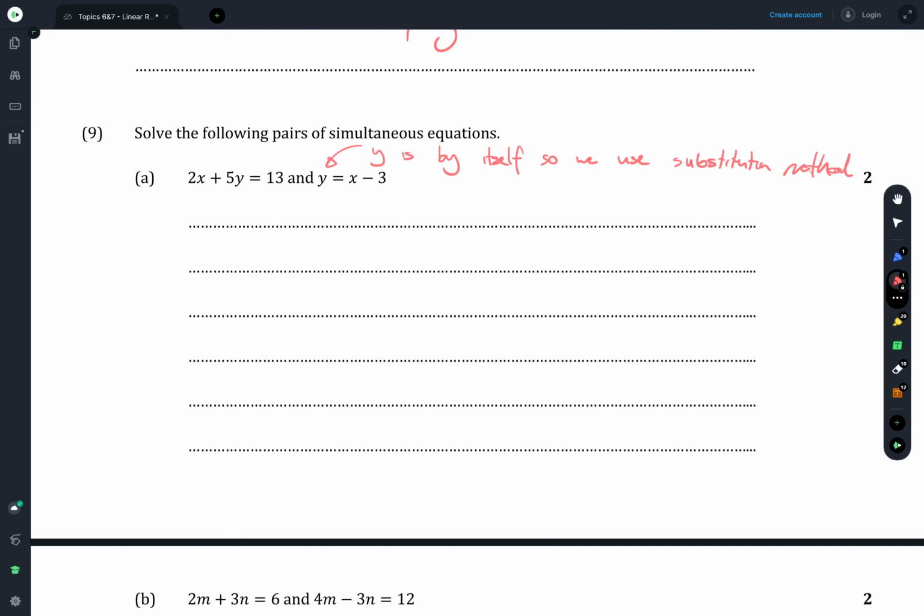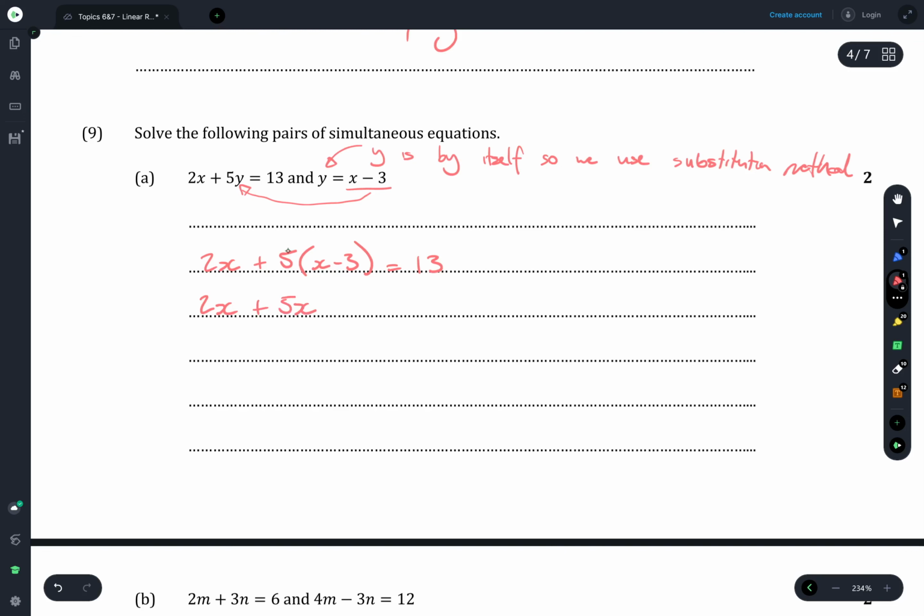So now that we have y equals x minus 3, we can take that x minus 3 and just replace the y in the other one. So we have 2x plus 5 lots of x minus 3, and that equals 13. And now that we have that, we're going to go ahead, expand, and solve. So expanding this, we get 5x minus 15 equals 13. Adding this together, I get 7x minus 15 equals 13. 7x equals 28. X equals 4.